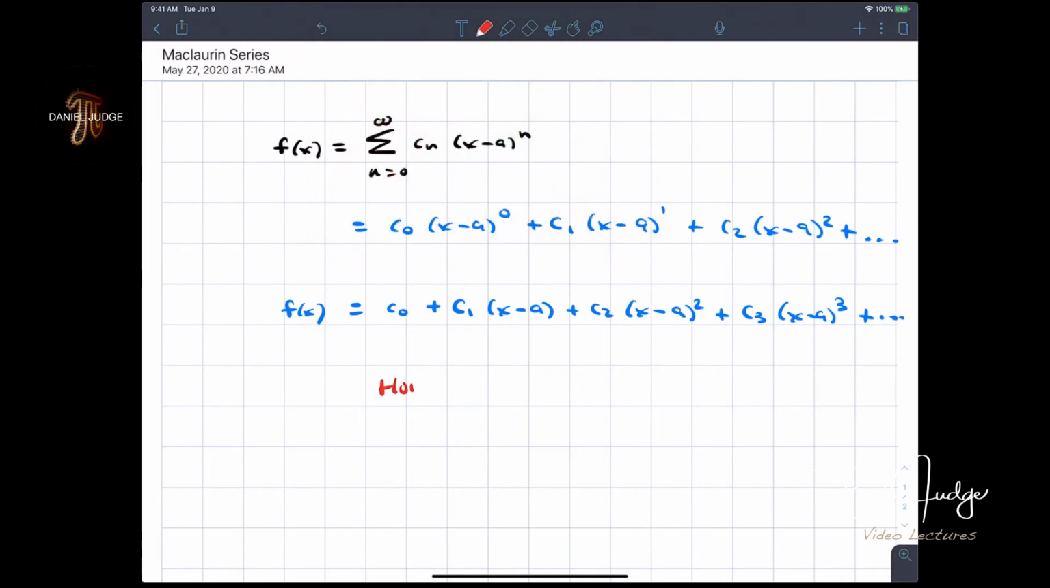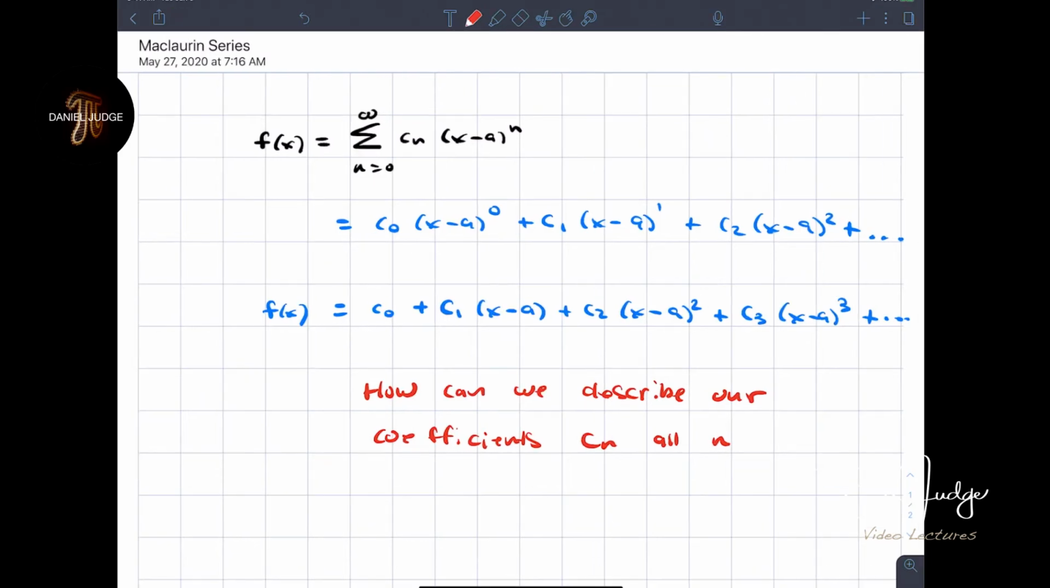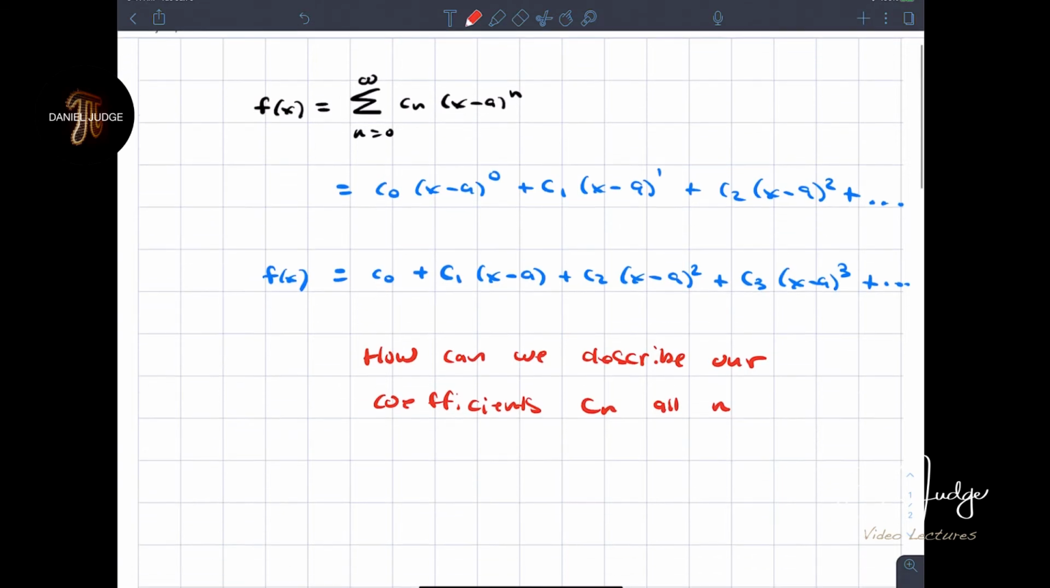And so the question people have here is, how can we describe our coefficients Cn for all n? So here's where you start, and you say, okay, how can we describe our coefficients for all n? And so what we do here is we start by doing the following.